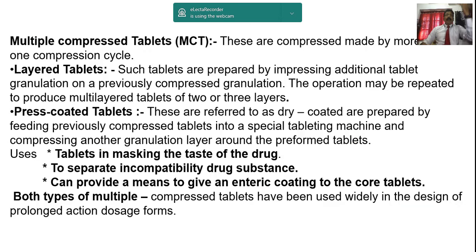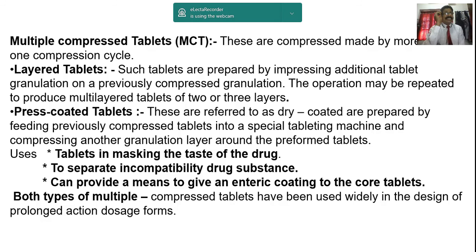And now you see multiple compressed tablets. What do you mean by multiple compressed tablets? These are compressed, made by more than one compression cycle. Again and again compression is used. See, by means of compression, the tablets are produced. There will be a die, there will be two punches, they will press, and they will make the tablet. So compression plays the major role in tablet manufacturing. Remember that. Pressure. How much pressure you are giving is very important.